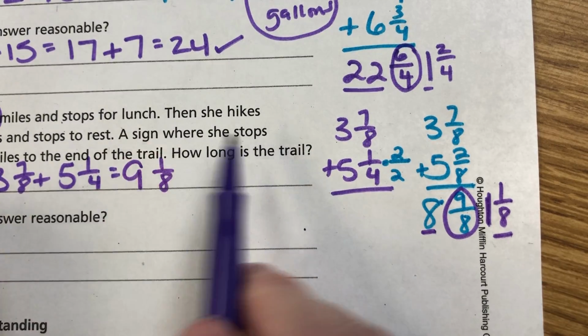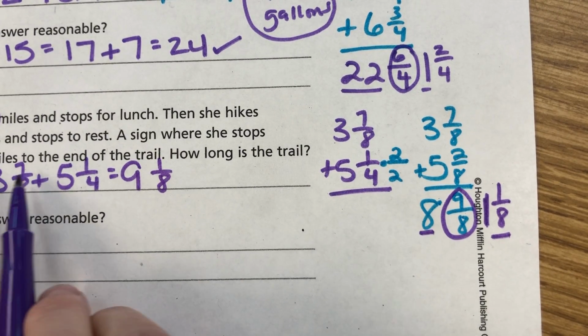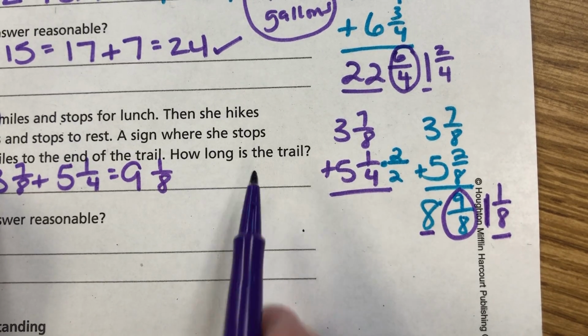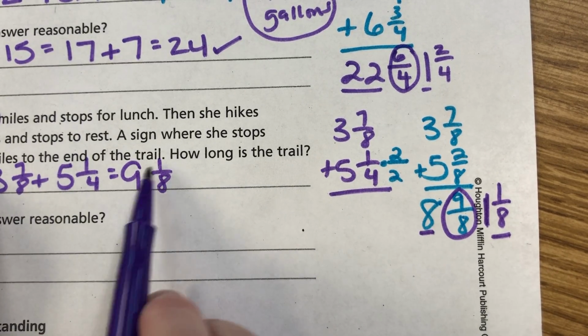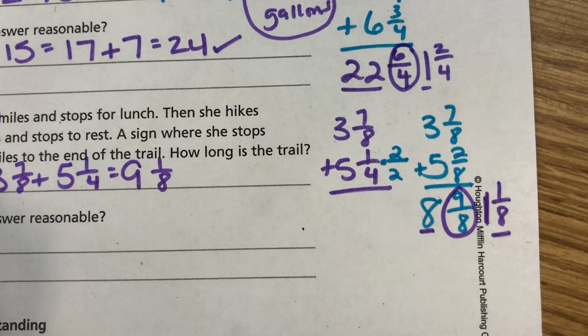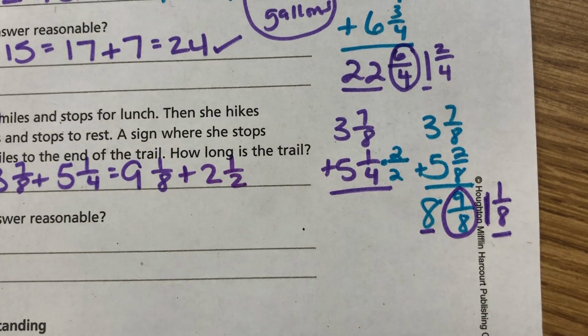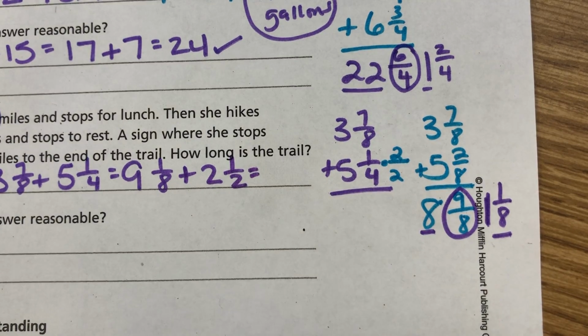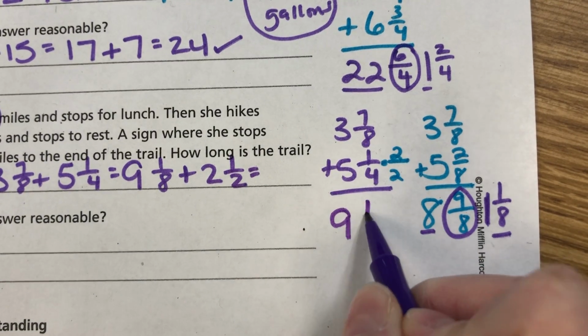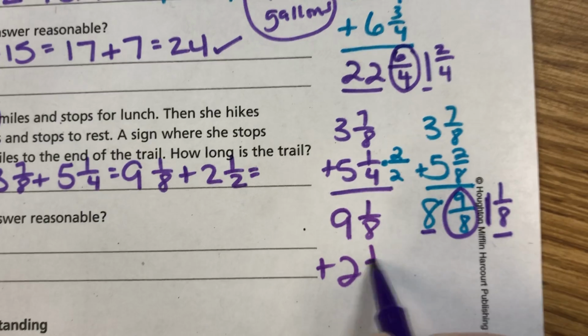Now it says a sign where she stops says it's 2.5 miles to the end. So the question is, how long is the trail? She's now at 9 1/8, and she has another 2.5 to go. We would add that 2.5 to the 9 1/8. So let's do that. I'm going to write down 9 1/8 plus 2.5.